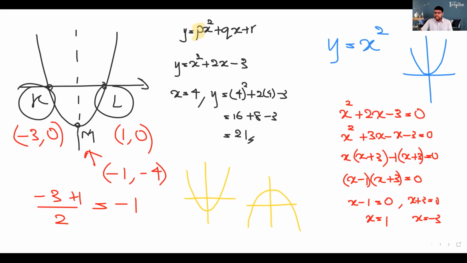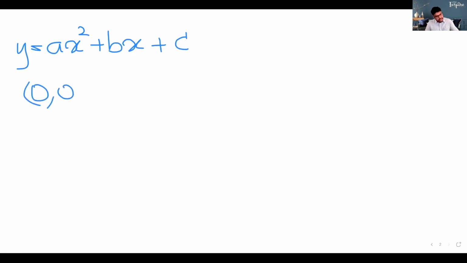Okay, then children, part C says another quadratic function is y equals ax squared plus bx plus c. Its graph passes through the origin. Write down the value of c. So I'll take a new page for this one because it's an entirely different question. So we have y equals ax squared plus bx plus c, and it goes through the origin. So that means it goes through 0, 0. Can you tell me what will be the value of c?